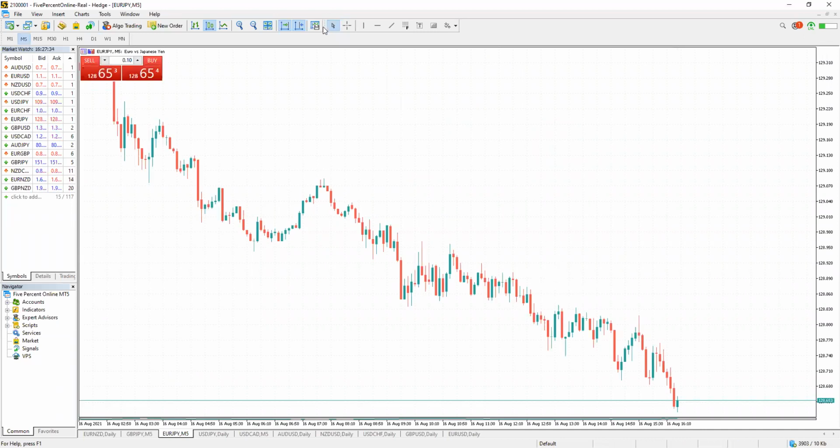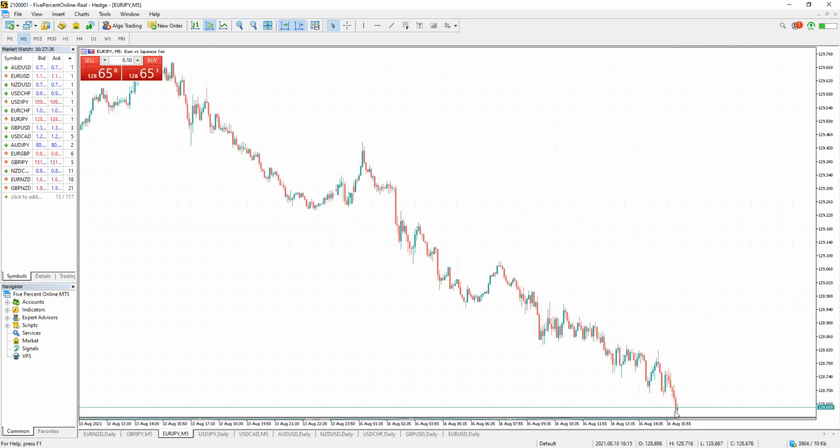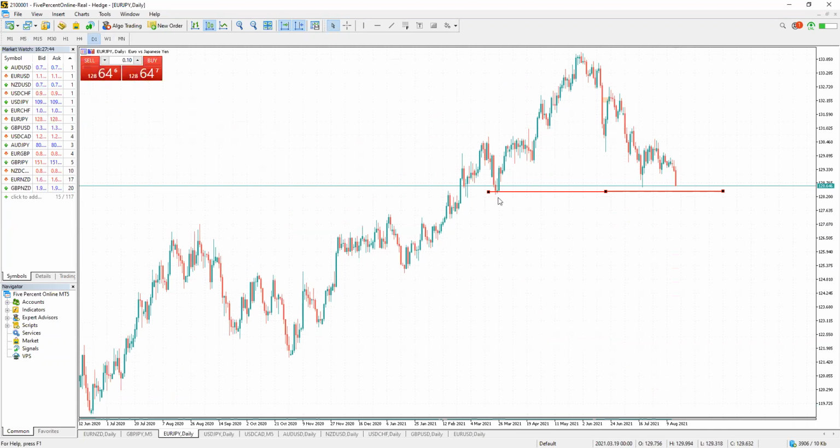So in this case, instead of trying to buy, I would be looking for pullbacks in order to keep shorting this market, because there's no fresh demand in order to stop this movement down.